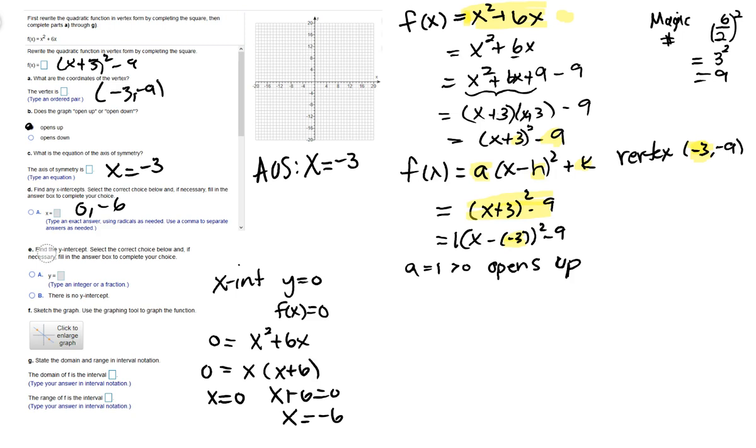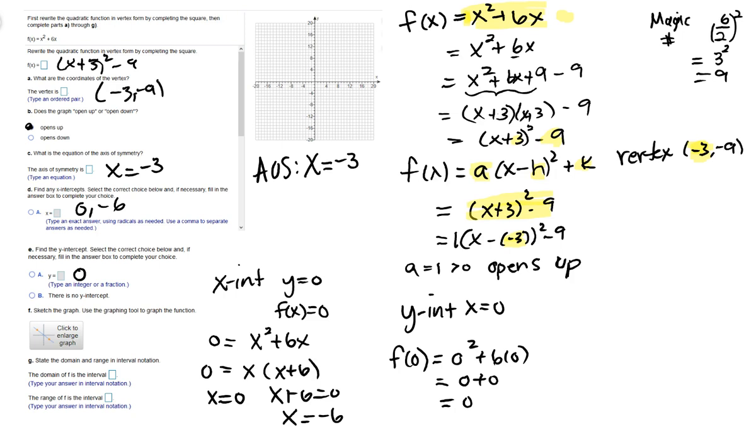The next part says to find the y-intercept. You find a y-intercept by letting x equal 0. I'm finding f of 0. That's 0 squared plus 6 times 0, which is 0 plus 0, and that's 0. So we have a y-intercept of 0. So now we're going to sketch the graph. That's the next part, sketch the graph.